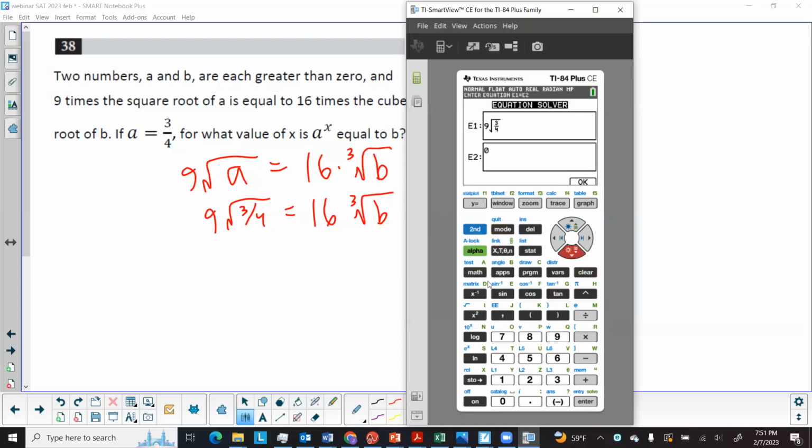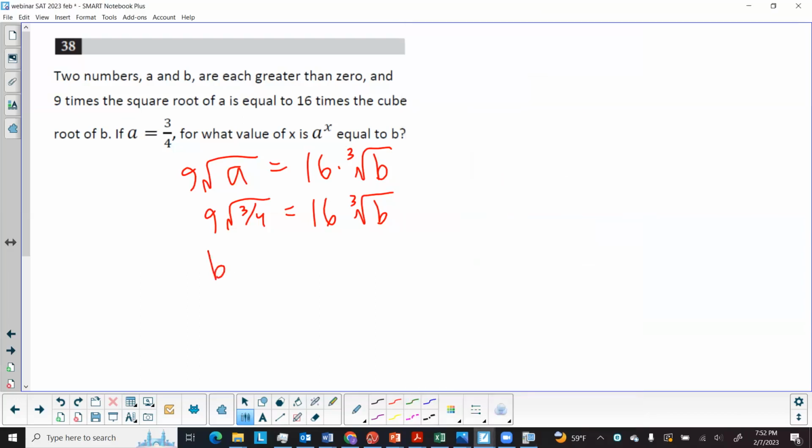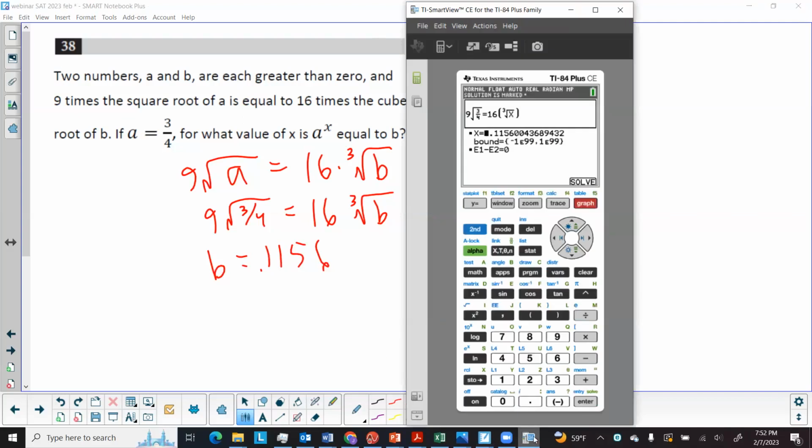And then the right-hand side there is 16 times the cube root. If you hit the math key, I think there's the cube root of, I'm going to put x here instead of b and say okay, and then say solve. And it tells me that x is 0.1156. So we know what b is. B is 0.1156 something. But boy, I have to think about this. So a, which is 3/4, so 3/4 to that power.